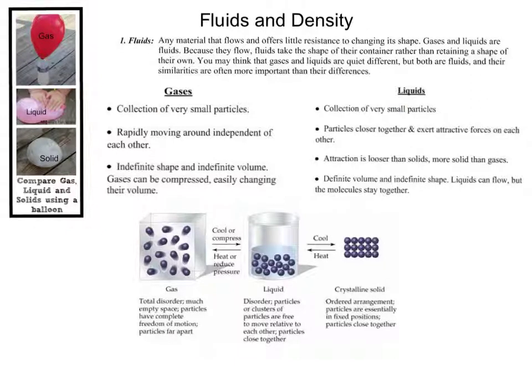A comparison of gases and liquids, then: both are a collection of very small particles. Gases are rapidly moving around, independent of each other, all over through whatever container they're in. Liquids, those particles are a little bit closer together and exert attractive forces on one another. Gases have an indefinite shape and an indefinite volume. They can be compressed, easily changing their volume, whereas liquids have a definite volume with an indefinite shape. Liquids can flow, those molecules stay together, and conform to whatever shape of container they're in.